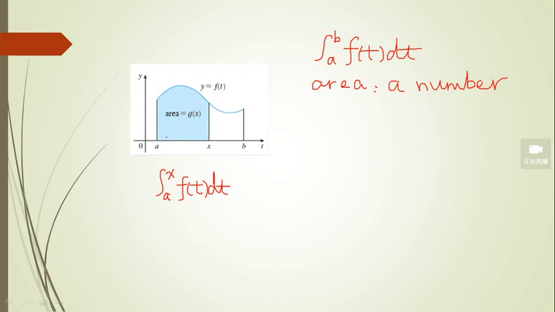So from here, how can we represent this area? Now the independent variable is t.